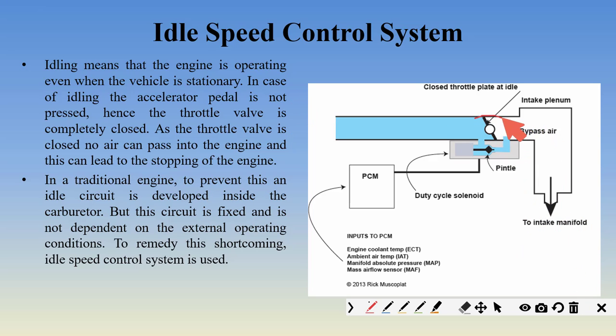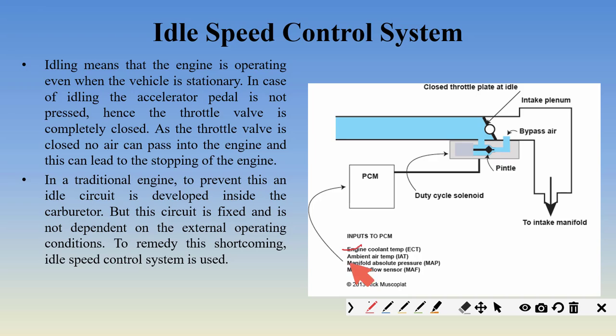Some amount of air will go from the corners, but the air going into the engine is not sufficient to carry the required amount of fuel, right? That is why we have this control system. See over here, what are the sensors that are sending information to the idle speed control system?